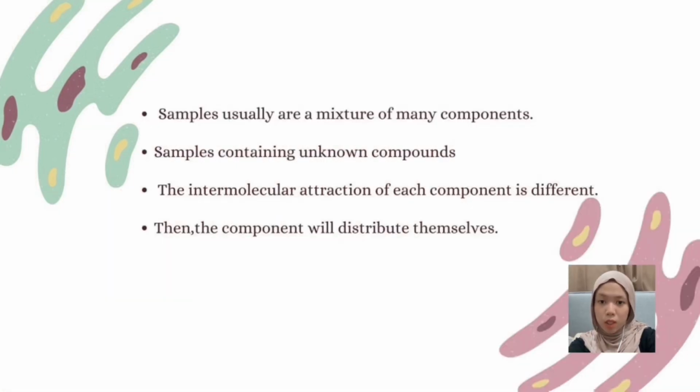Sample is usually a mixture of many components. Sample containing unknown compound. Each of the components must be separated prior to identification using other analytical methods. The intermolecular attractions of each component are different. Some components in the mixture will be more attracted or absorbed towards the stationary phase, and some will be attracted toward the mobile phase, and then the components will distribute themselves.